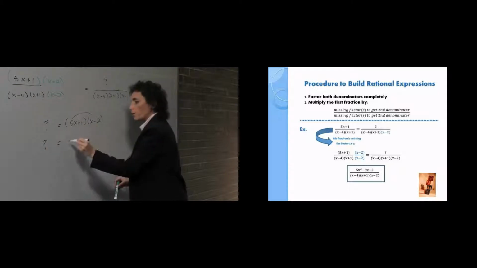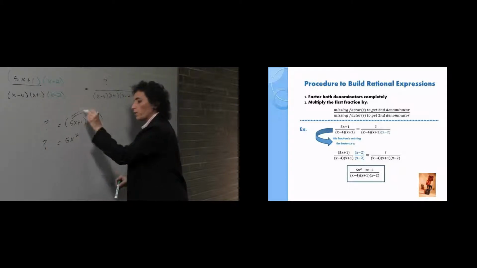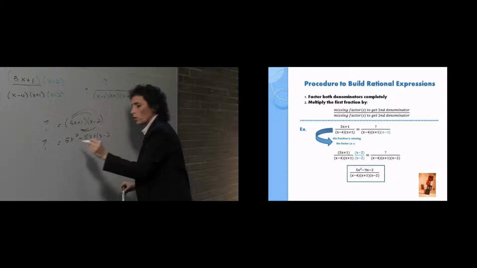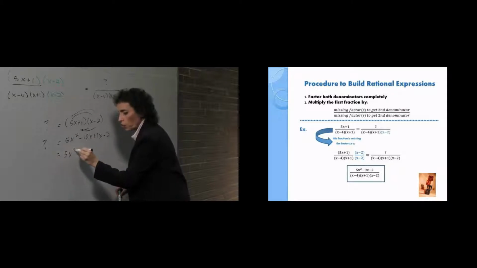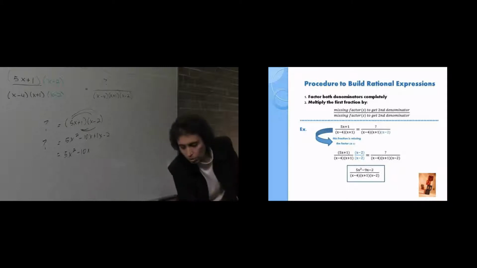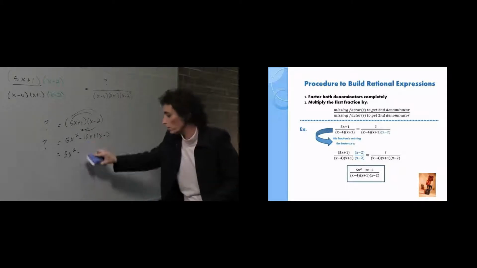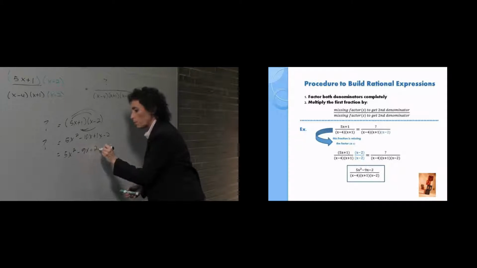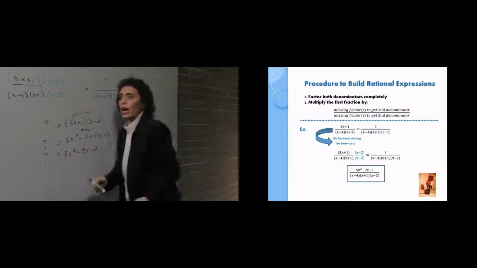And if you do, you get 5x squared minus 10x plus 1x minus 2, which is 5x squared minus 10x plus 1x, minus 9x. I was just pretending nothing else was there. Minus 9x minus 2. So that's how you build a fraction.